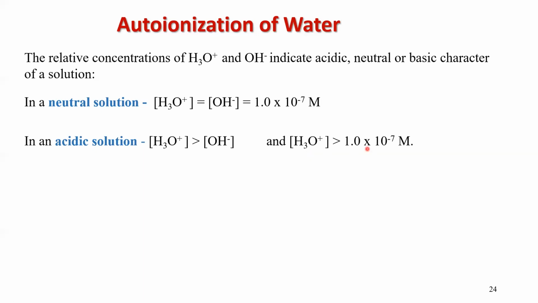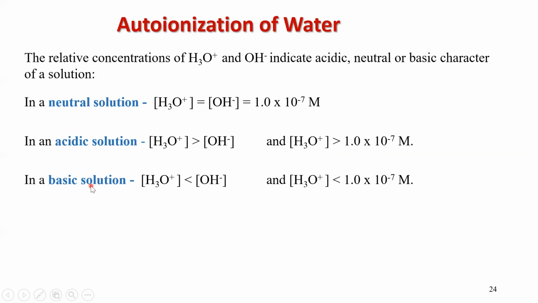Now, if we have a basic solution, we're increasing the hydroxide ion concentration, which would decrease the hydronium ion concentration. So in a basic solution, the hydronium ion concentration is less than the hydroxide ion concentration. So the hydronium ion concentration will be less than 1.0 times 10 to the minus 7.